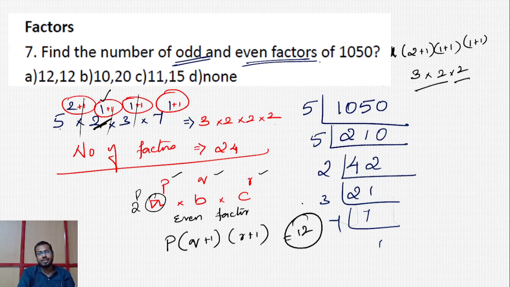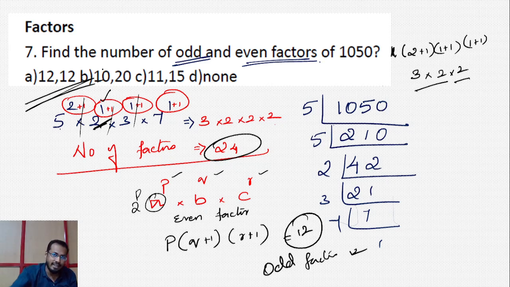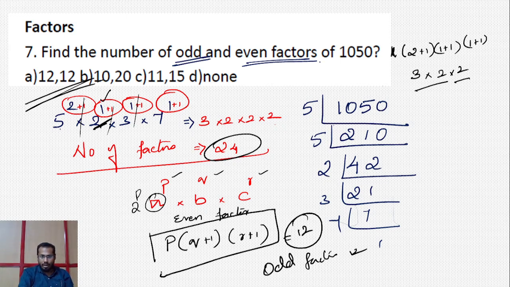If even factors is 12, subtract from the total number 24. 24 minus 12 is 12. That is odd factors. Odd factors is also 12. So 12 comma 12 is the right answer. Clear? So confirm this formula. Always the 2 power should be the first P. Then the remaining powers should be added, and at last you need to multiply.